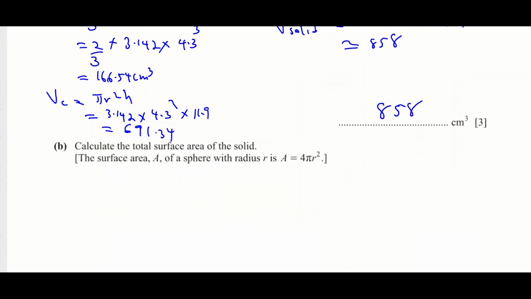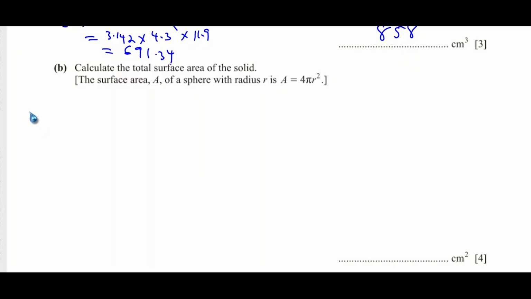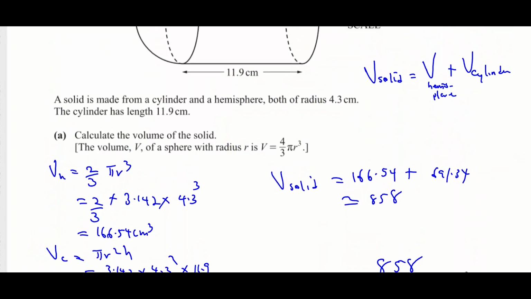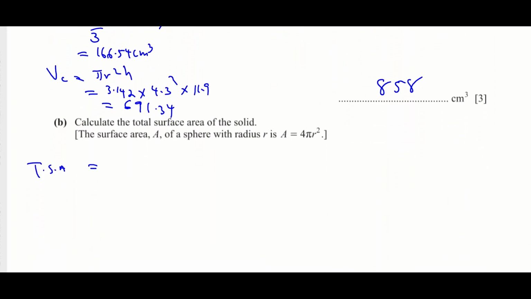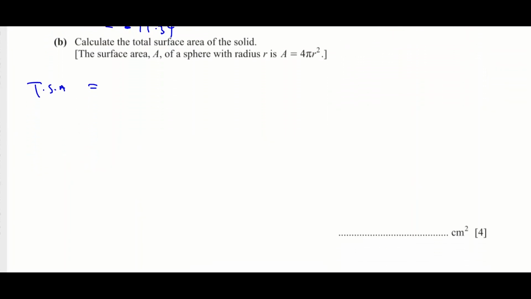So part B, calculate the total surface area of the solid. The total surface area of the solid will be equal to the surface area of the hemisphere.